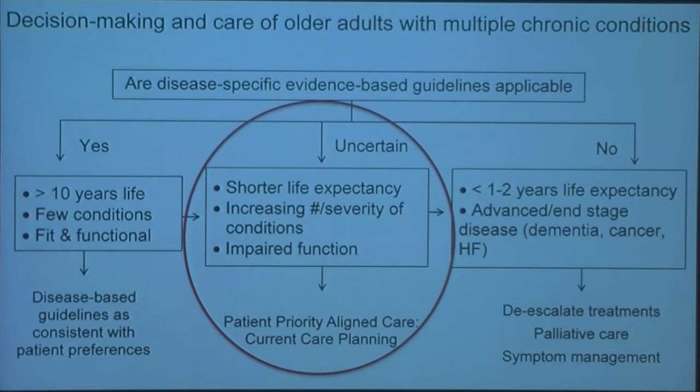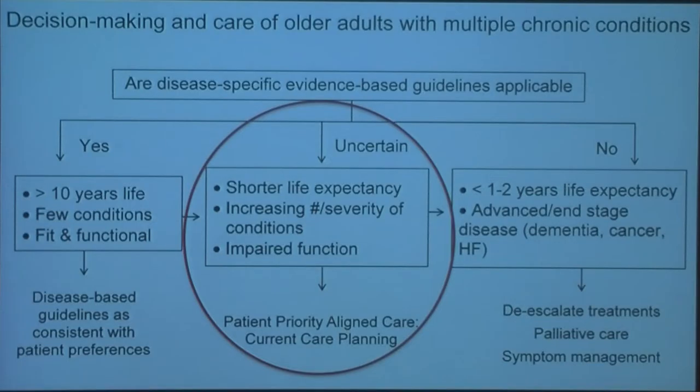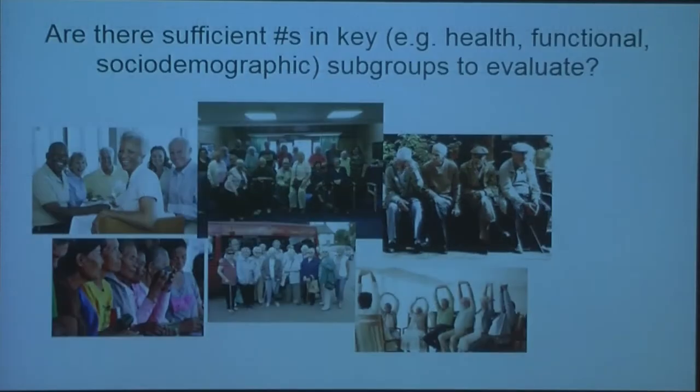So it's really what we would say about 40 to 50% of the older population that I think is particularly important as we're talking about multimorbidity today. These are the people that are getting shorter and shorter life expectancy, an increased number and severity of conditions, and importantly, it's starting to affect their function. I think this is the population we're particularly talking about and interested in today. So the first question, do we have the right population?